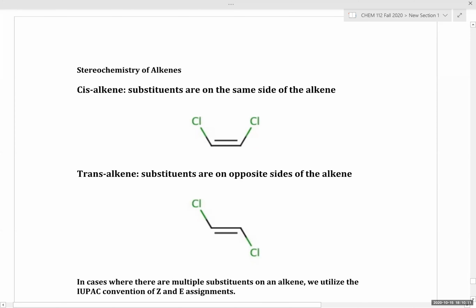What we're next going to focus on is assigning the stereochemistry for alkenes. Just like our tetrahedral centers, alkenes can possess different shapes depending on the three-dimensional arrangement of our substituents. We can have different alkene stereoisomers. We have the cis alkene, where the substituents are on the same side of our alkene, and the trans alkene, where our substituents are on opposite sides.